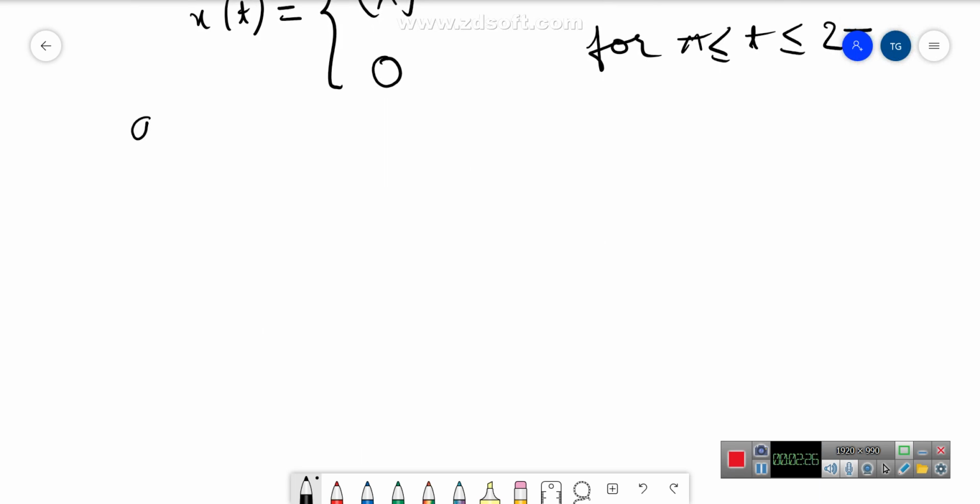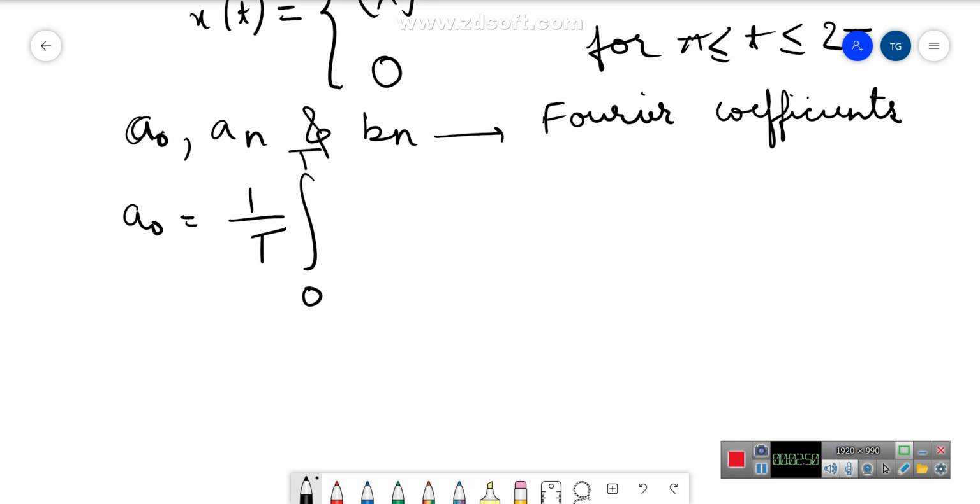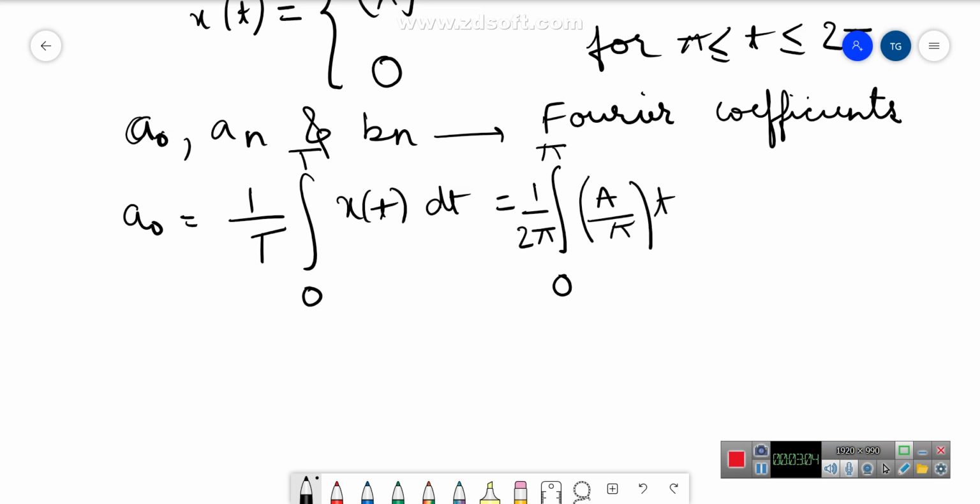Then we will calculate a naught, an and bn values, that are the Fourier coefficients. So we know how to calculate a naught, that is equal to 1 by T integral from 0 to T of x of t dt. Substituting the value of T, that is 2 pi, here it is 0 to pi, we have the function that is A by pi into t dt.